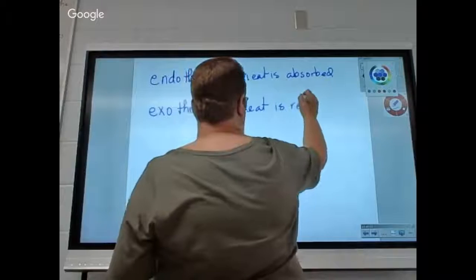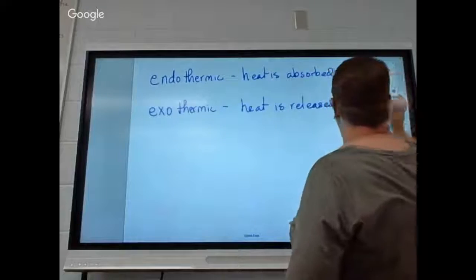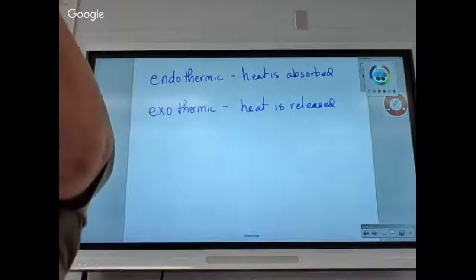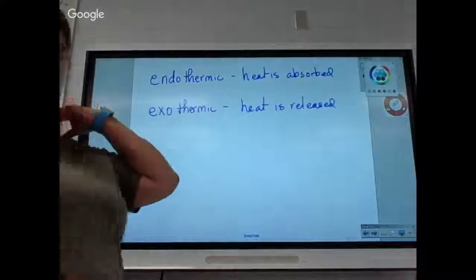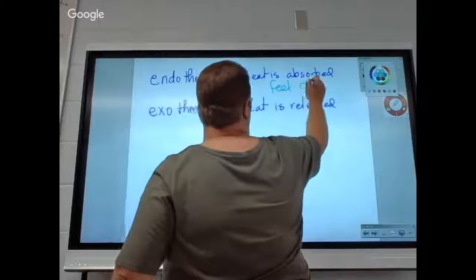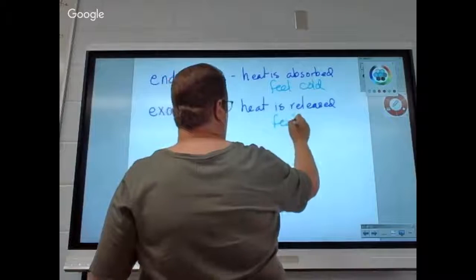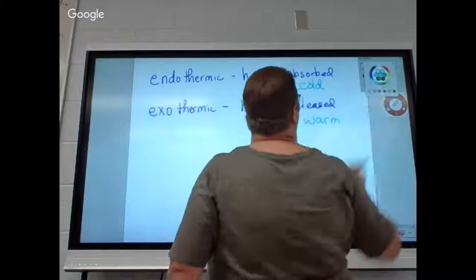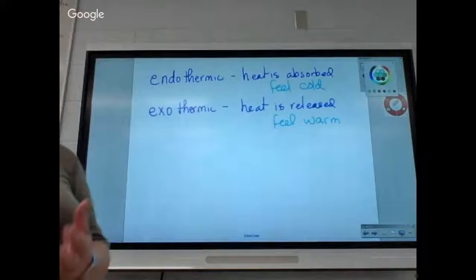All right. So if heat is absorbed tomorrow, how's this going to feel to the touch when you touch the baggies or the test tubes? And yes, you're going to need to touch things because you're not going to know how it feels if you don't touch them. Yep. It will feel cool or cold. All right. And exothermic is going to feel warm. I'm not going to give you anything that's going to feel hot and burn your hands. Okay. But you're going to have to feel the test tube and the baggie to see how they feel.